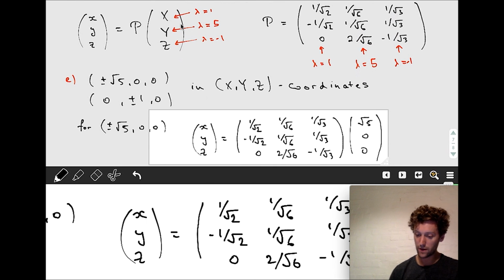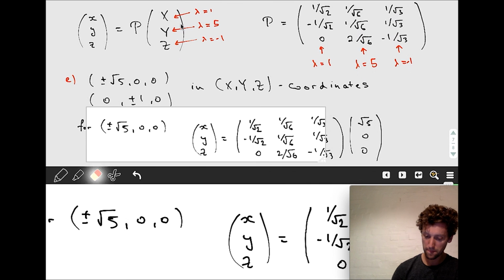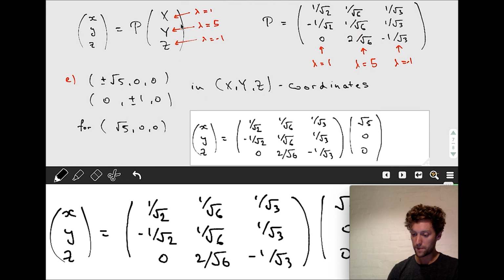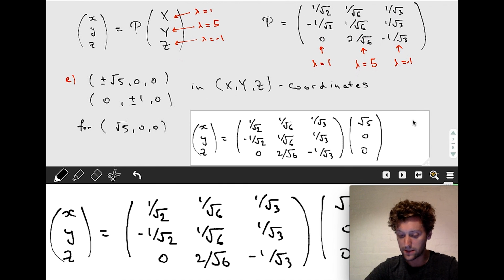If I wanted to find the coordinates for minus root 5, 0, 0, I'd put in minus root 5, 0, 0 here. If I wanted the little x, little y, little z coordinates for 0, 1, 0, I'd put that in here, and so on. And so that's how I find the coordinates in my original coordinate system, little x, little y, little z, of my crossing points, my intersection points.